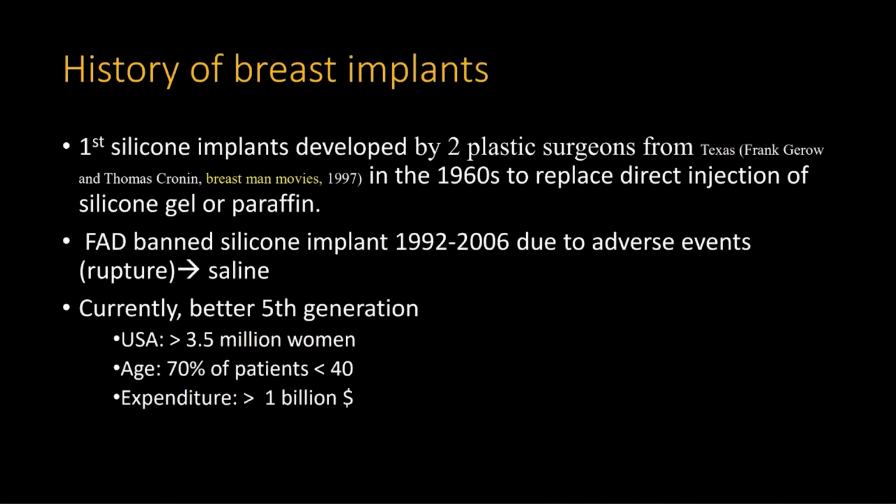Let's briefly talk about the history of breast implant because it's interesting. The very first breast silicone implants were developed by two plastic surgeons from Texas in the 1960s. Before that, people just directly injected silicone gel or paraffin into the breasts for augmentation. Then these two plastic surgeons developed the silicone implant. This whole story was filmed in a movie named Breast Men back in 1997.